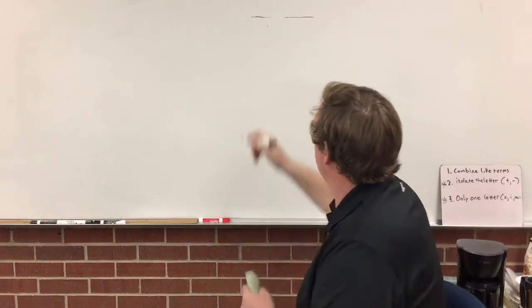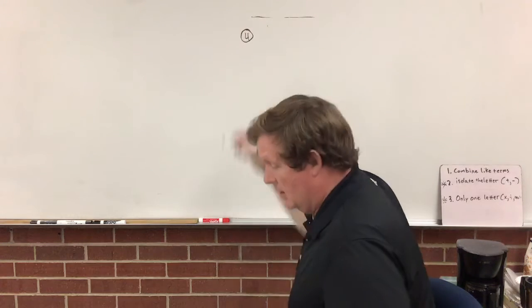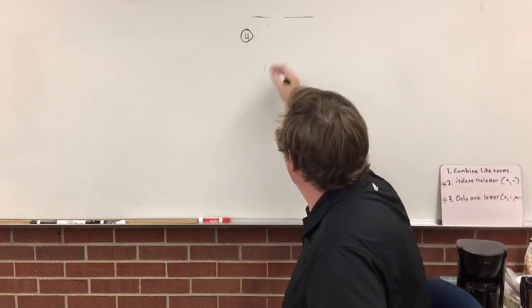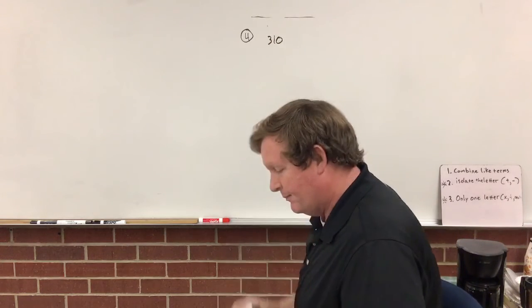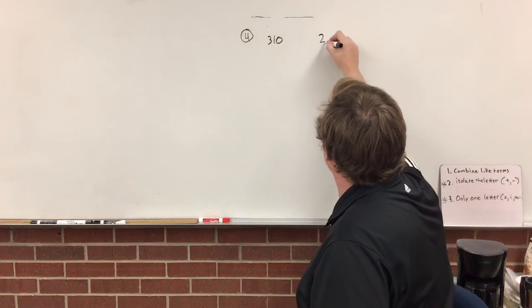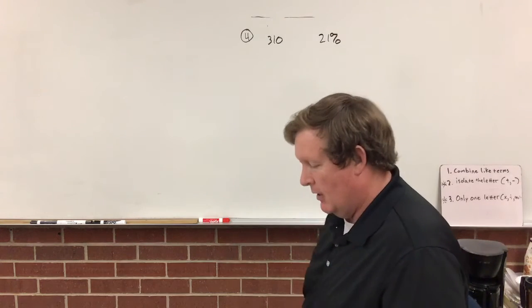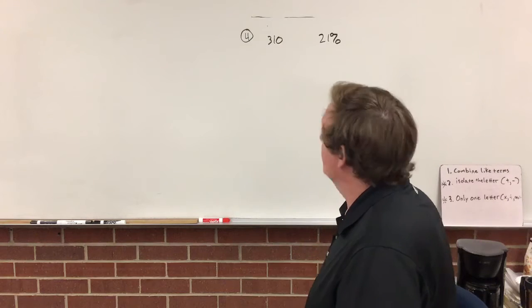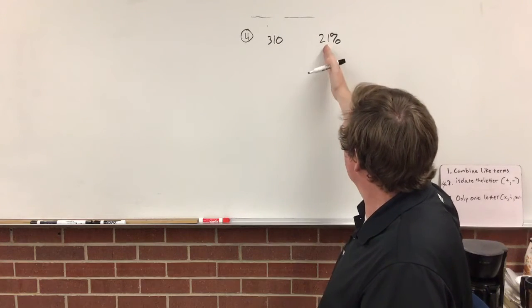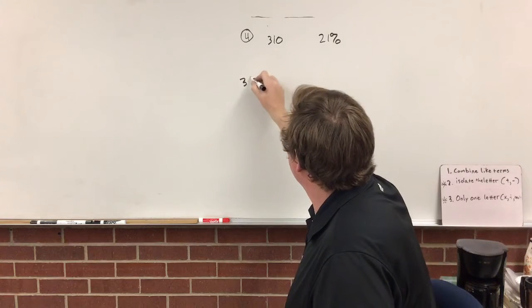Number 4. At the end of the summer sale, an air conditioner sold for $310. Was discounted at 21%. What is the sale price? Okay, they gave us the original price and they gave us the percent. This one is like number 1.